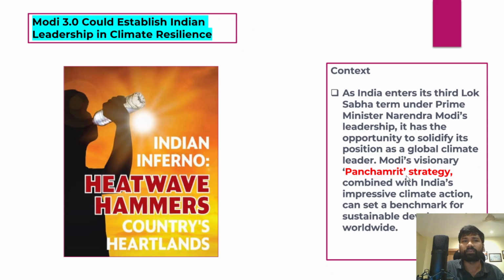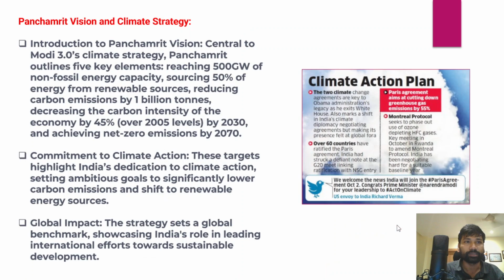So in our lectures, we have very often and very frequently discussed this Panchamrit strategy. And this Panchamrit strategy, combined with India's impressive climate action, can set a benchmark for sustainable development across the world. Now, what exactly is this Panchamrit vision and the climate strategy? Under the Panchamrit mission, the government has launched 5 ambitious and important goals. One such goal is reaching 500 gigawatt of non-fossil fuel energy capacity. That is the first goal of the Panchamrit.